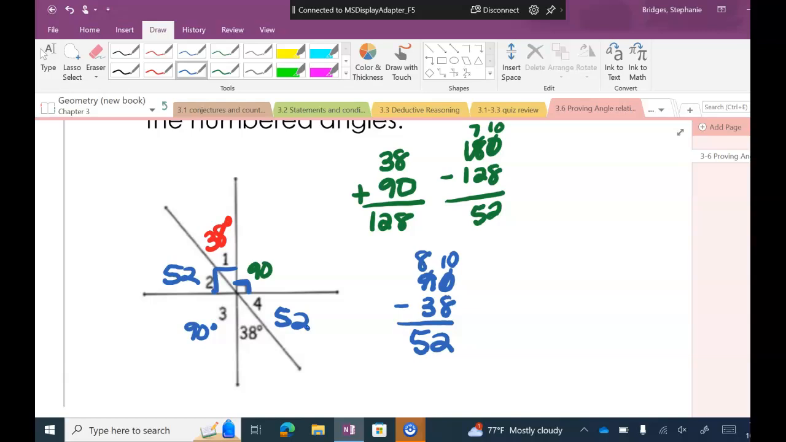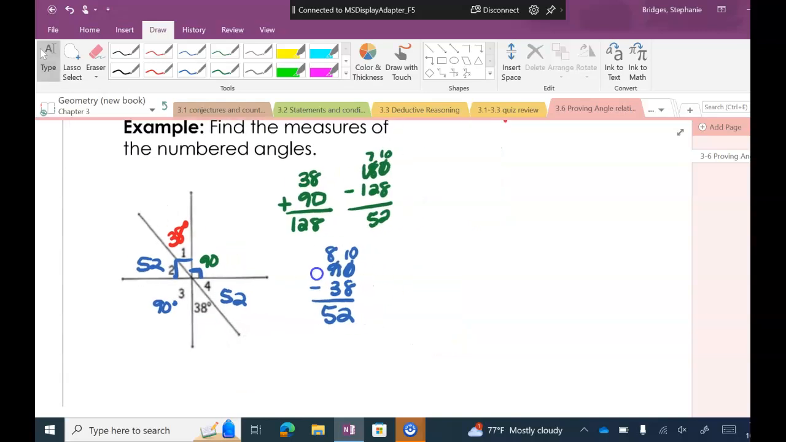Vertical angles are easy because they're congruent. You just have to know which ones are vertical. You will have a question very similar to that on your test where I'm going to give you a picture and there's going to be a bunch of angles and you have to figure out all the missing angles. Okay?